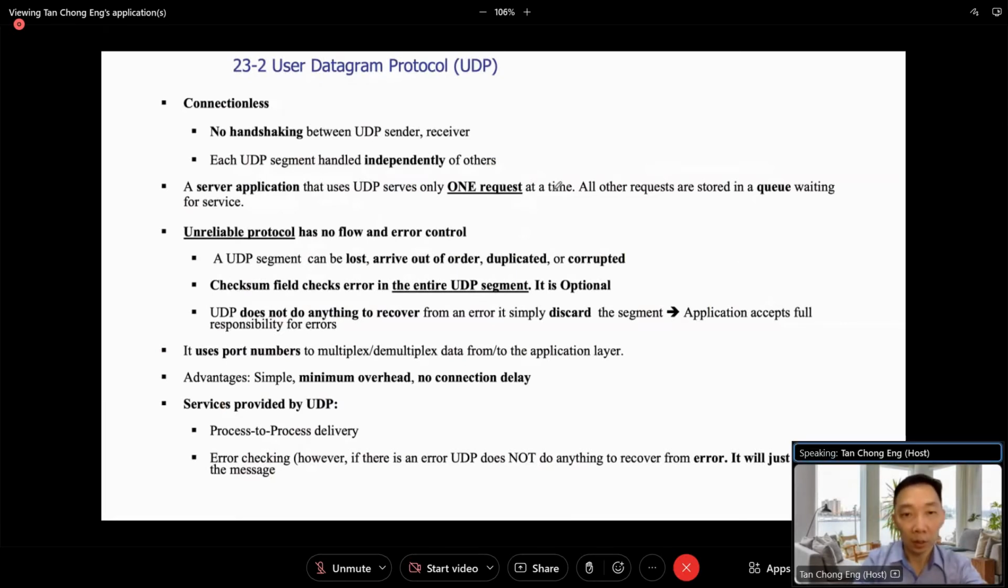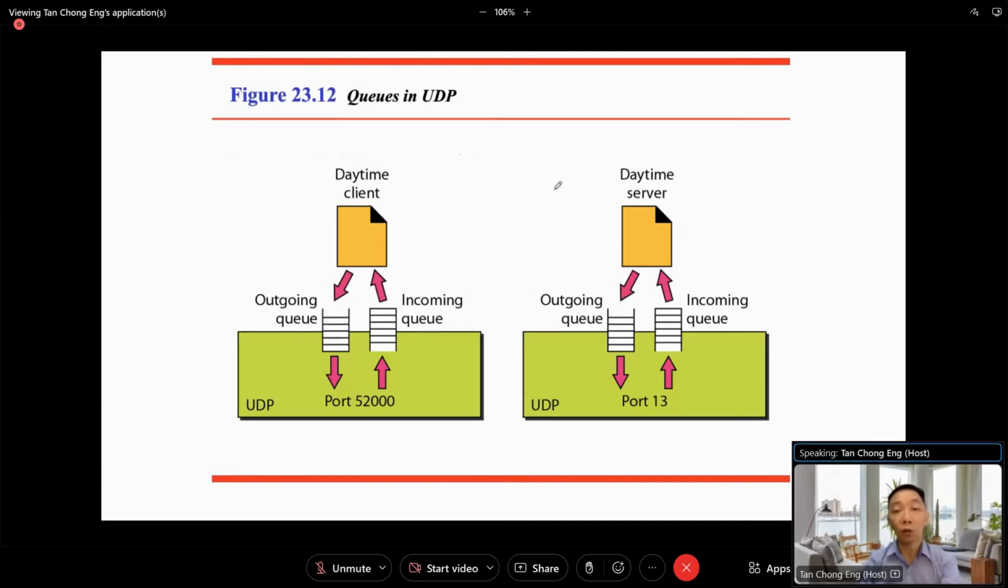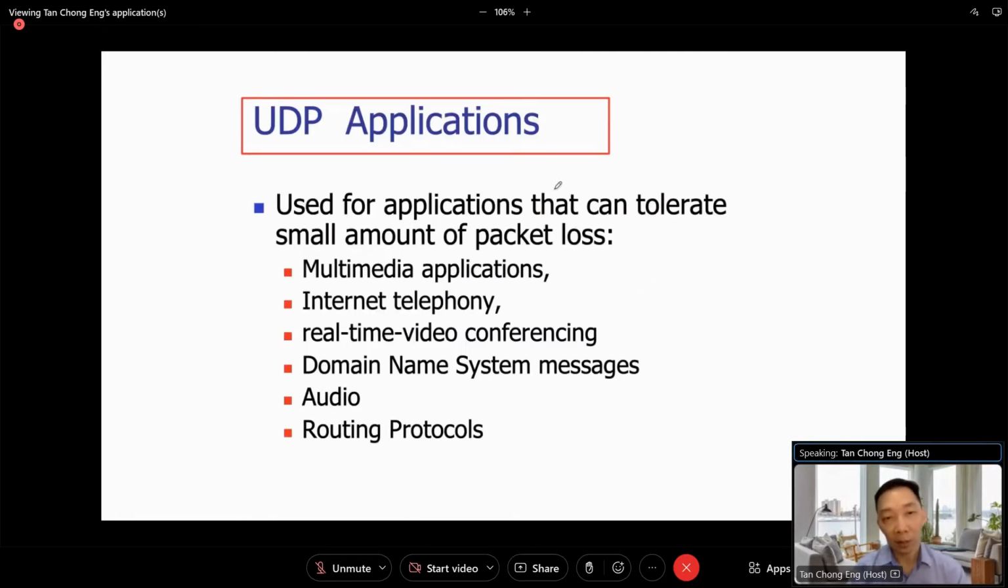Each of the UDP ports also has what we call a queuing system to queue incoming data packets. When you send something out into the internet to someone else, then using UDP there will also be an incoming queue going into the client. So the queue is there. UDP applications, if we look at them, are the type of application that can tolerate a small amount of packet loss. A little packet loss will not kill you.